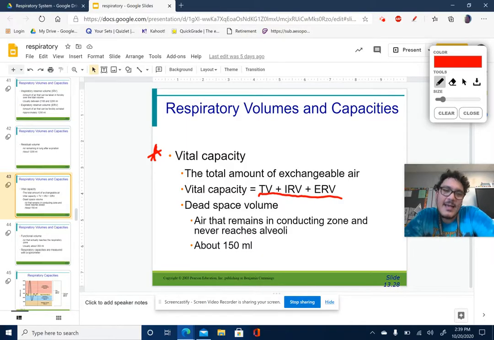Dead space. Dead space is the air that is remaining in the conducting zone and never reaches the alveoli. So this is stuff that you breathe in and it enters your nose, enters your nasal cavity, down the trachea, through the pharynx, through the larynx, all these structures, but it never actually makes it to the alveoli. So that's why we call it dead space, which is pretty interesting.